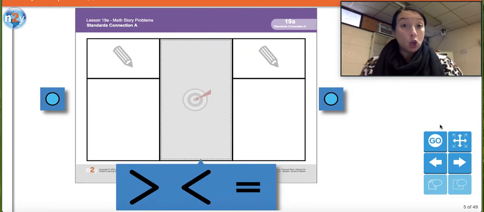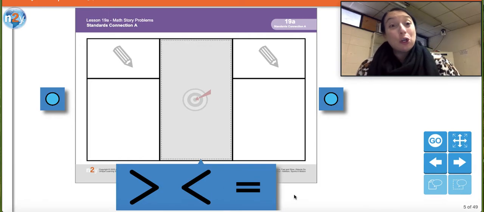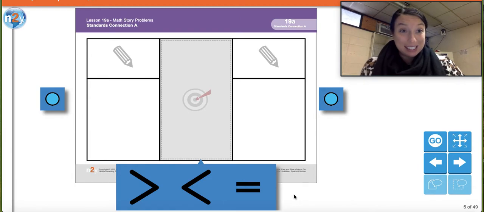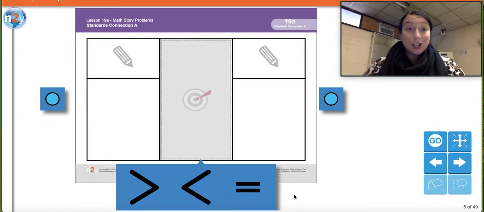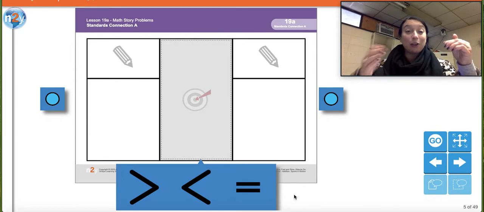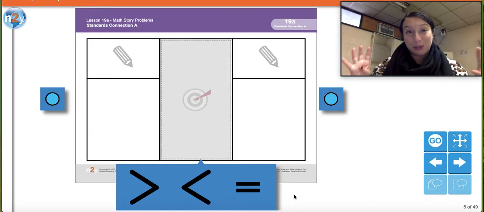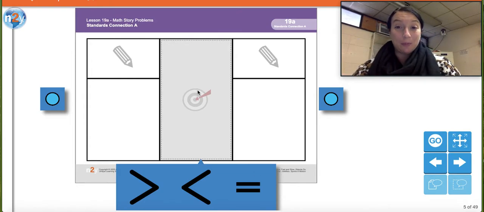All right. So we have the greater than, the less than, and the equal to sign. So we are going to make some choices today and work on which numbers are less than, greater than, and equal to each other. Here we go.